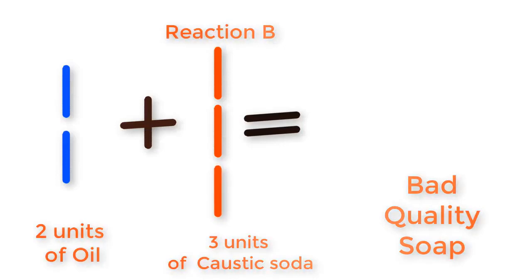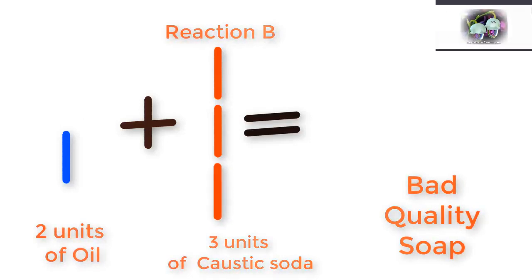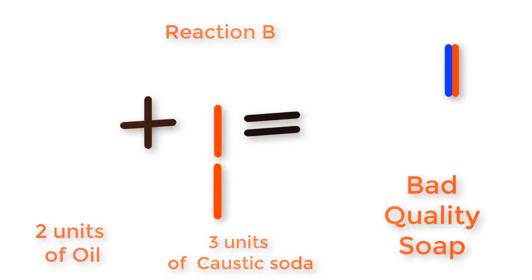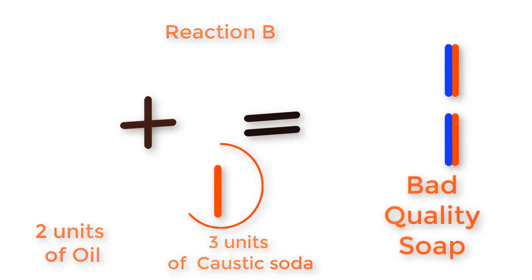2 units of oil combined with 3 units of caustic soda. Let's see why it is going to give us a bad quality soap. 1 unit of oil combined with 1 unit of caustic soda to give a unit of soap. Another unit of oil combined with another unit of caustic soda, CS, to form a unit of soap. At the end of the day, you will notice that 1 unit of caustic soda is left behind in the reactor, and this will also mix with the soap.